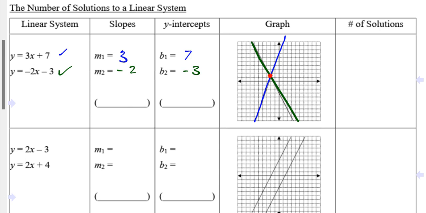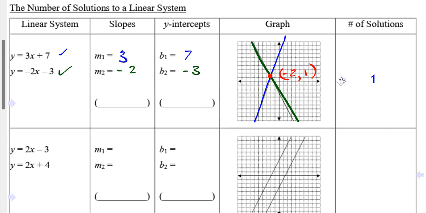And the solution, as we know, is the point where the two graphs intersect, which I think is at about negative 2, 1. So the result that we have in this situation is what we've seen most frequently so far, that we have one solution.